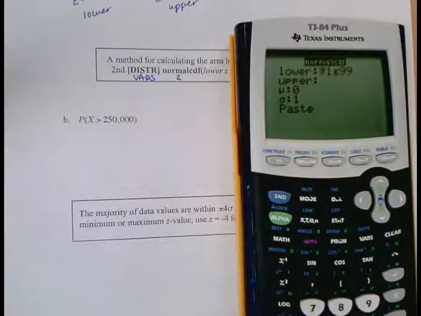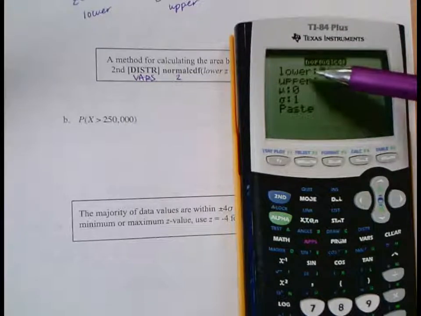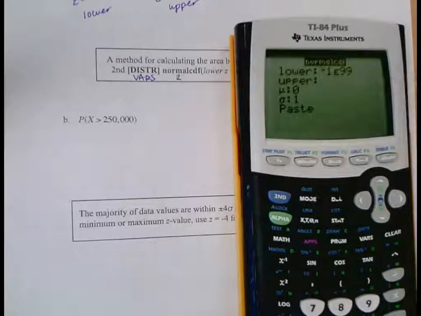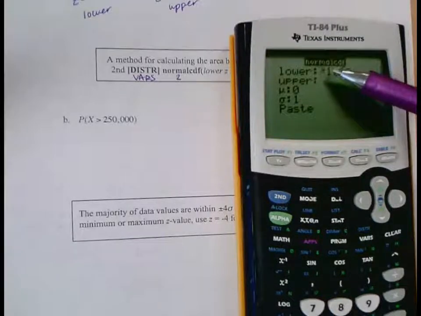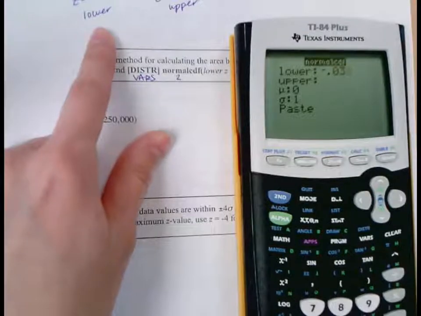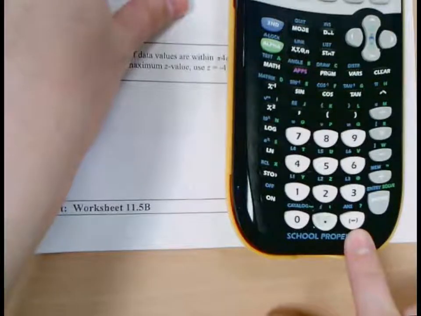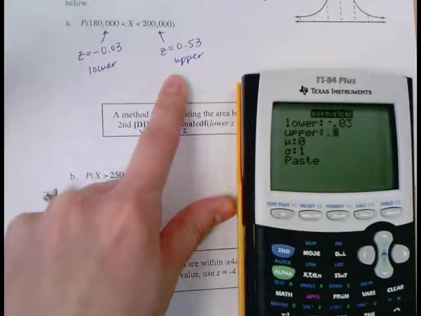Now this is where if you have a yellow graphing calculator or yellow cover versus the black cover, your screen's going to look different. If you see this screen, the only things you enter in or change are the lower and the upper. The mean should be 0, the standard deviation should be 1, because we have a standard normal distribution. So these should never change, and don't change them. You would just enter in your lower z-value is negative 0.03. Make sure you're using the negative key and not the subtraction key. The negative key is below the 3. So negative 0.03. The upper z-value is 0.53.